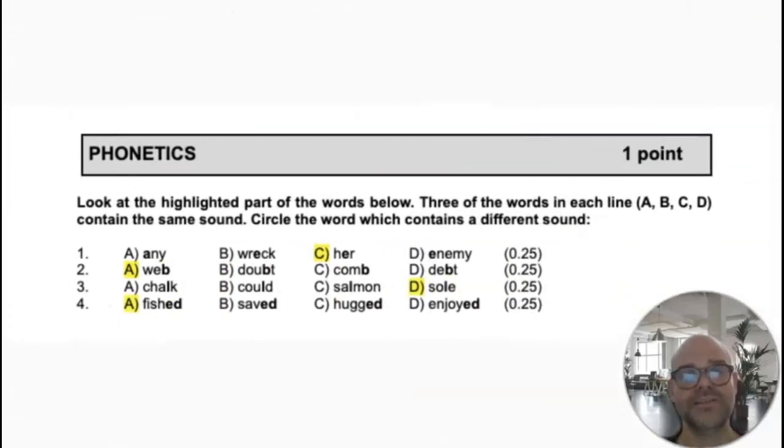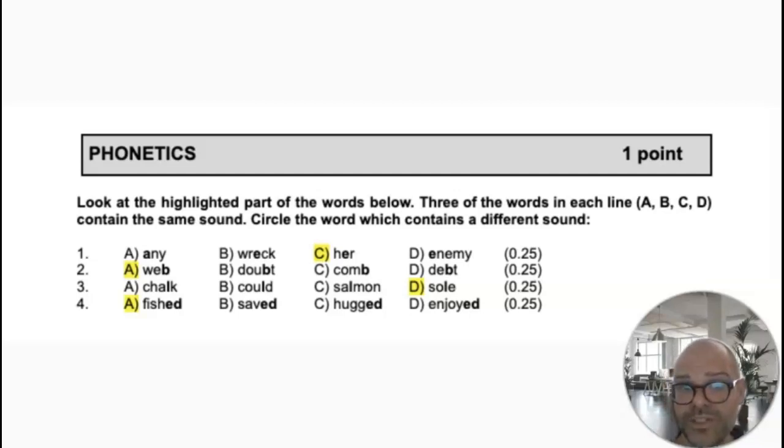The third part of the exam is called phonetics, and it's got 1 point. In this activity, you basically have to circle the word that contains a different sound. This means that you have to read the 4 words in the same line, pay attention to the highlighted letter or letters, and discover which word has a different sound. I'm going to give you the examples here. I'm going to read the examples for you.